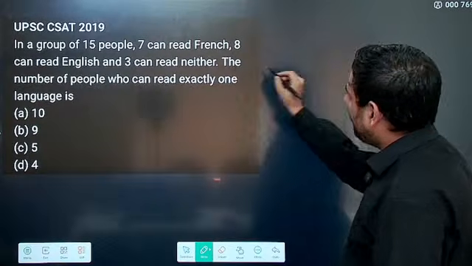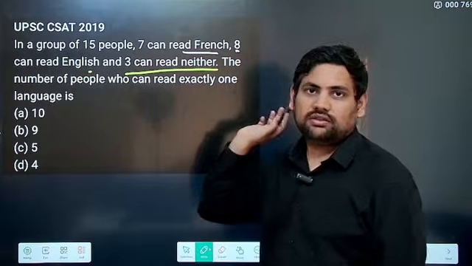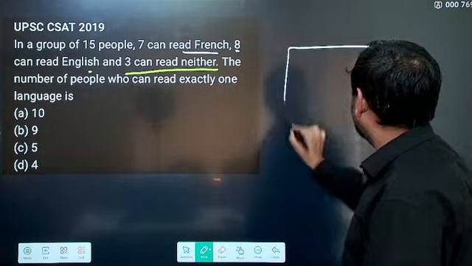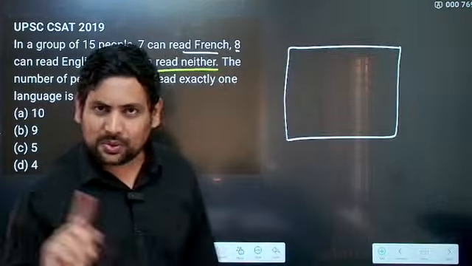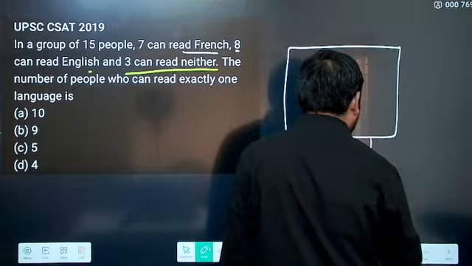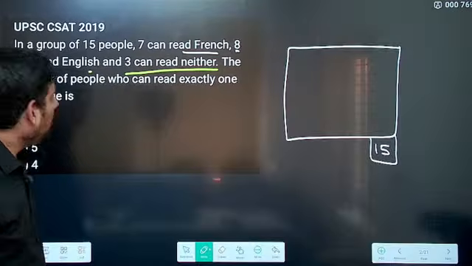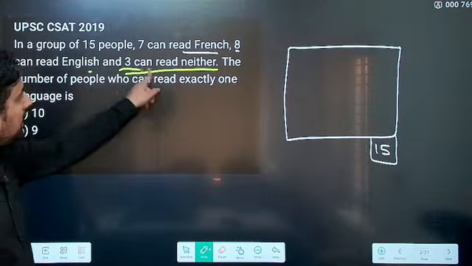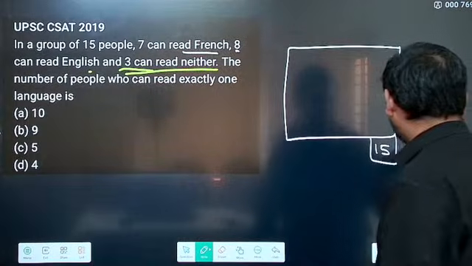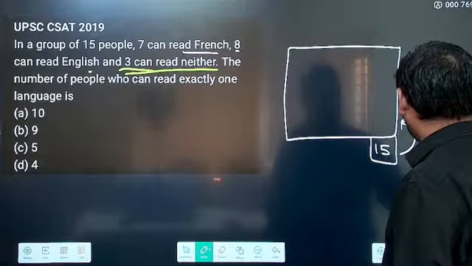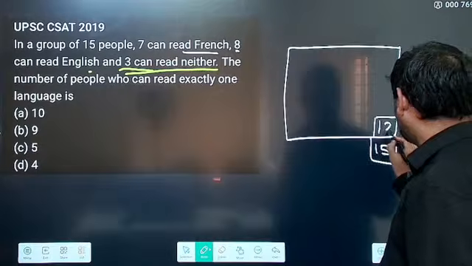What it says, 15 people are there, 7 can read French. Okay, so now I am drawing the diagram. 7 can read French, 8 can read English, 3 can read neither. First thing, I make a box. How many people are there? First thing we write, total people in the class, group, whatever. In total there are 15 people. Correct? Now, of these, it says 3 can read neither. So they cannot read French or English. So these are the 3 useless people. So you subtract these 3, then you will get 12 here.